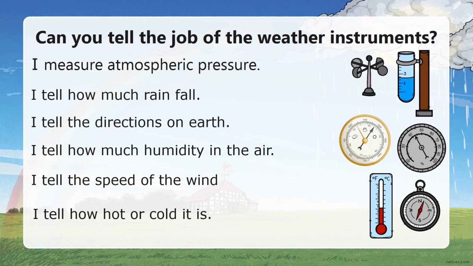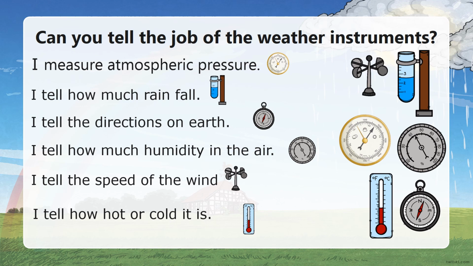Okay, are you ready? Number one, atmospheric pressure. What will it be? That's right, that's the barometer. That's the rain gauge. Then we have the direction on Earth, the compass. We have how much humidity, and that will be the hydrometer. We have the speed of the wind, which is the anemometer. How hot or cold something is, that is the thermometer.